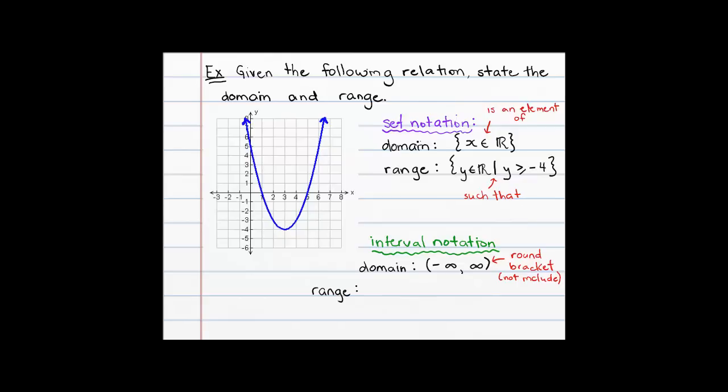The range, like we said, is a little bit different. It has a minimum value of -4, but it includes that value of -4. So instead of using a round bracket, we're going to use a square bracket. What the square bracket means is I'm going to use everything including the number, which is going to be -4. That's my smallest value, so I'll put -4 on the left side of the bracket, and then it goes to positive infinity, which I'll close with a round bracket.